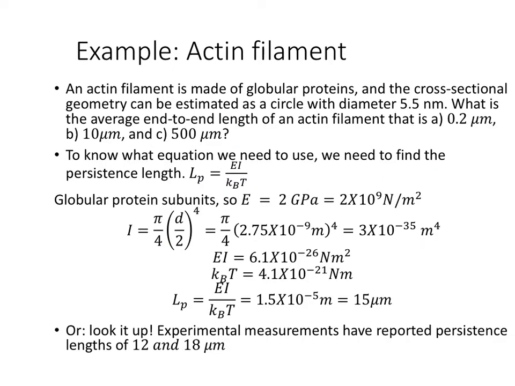So now we'll apply this theory to a specific question. We'll ask here about an actin filament. We're told it's made up of globular proteins. The cross-sectional geometry can be estimated as a circle with diameter 5.5 nanometers. And our question now is, what's the average end-to-end length of an actin filament that has these various lengths? We'll start with 0.2 microns.